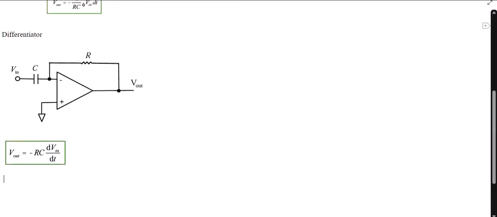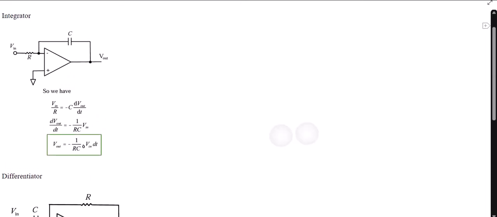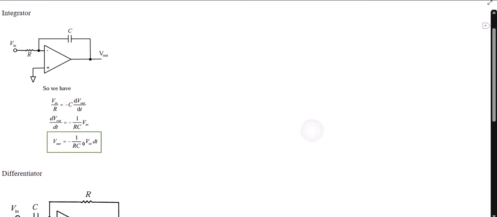Okay, there are also a couple interesting op amps that do calculus. So the first one we have here is the Integrator.